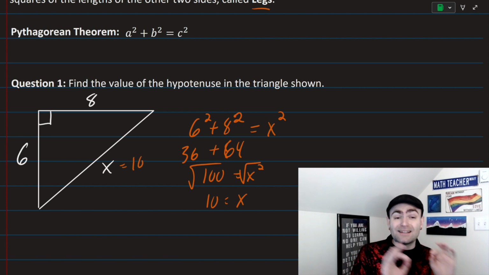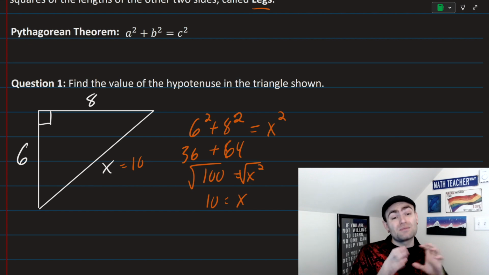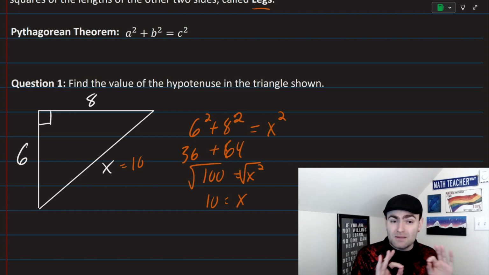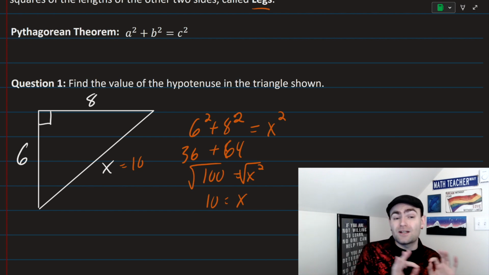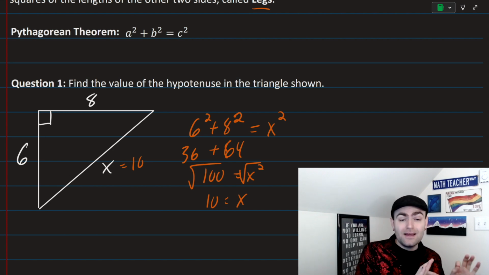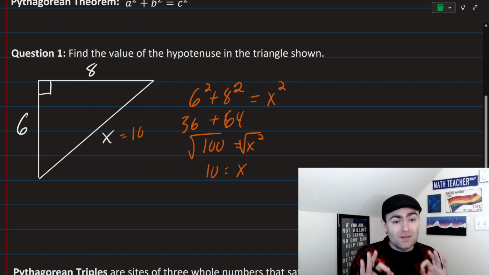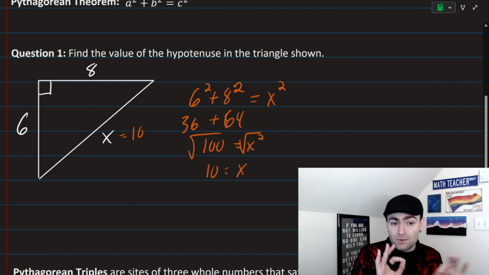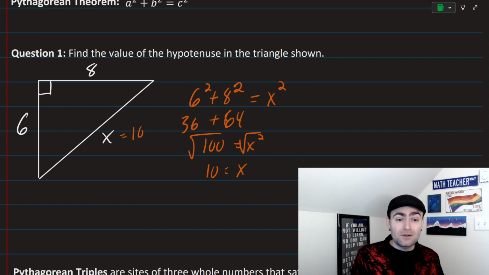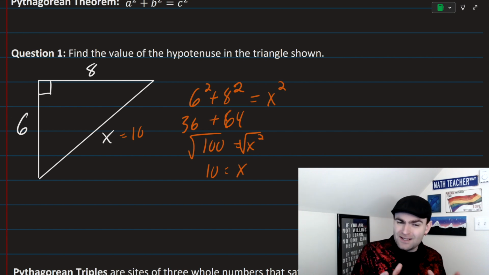If you're asked to find a leg, instead of adding, you'd end up subtracting. So just keep that in mind. You might have to do a little bit of algebra if you're trying to find the legs of a right triangle. These Pythagorean theorem numbers that work out to be whole numbers, all three of them being whole numbers, are called Pythagorean triples. It's good and useful to memorize, but it's not required.